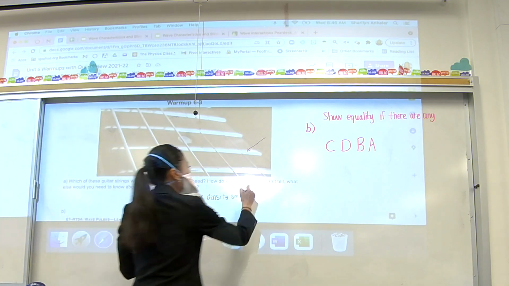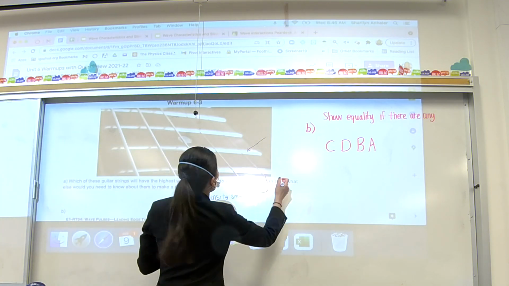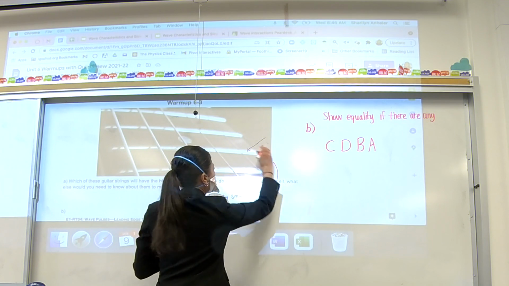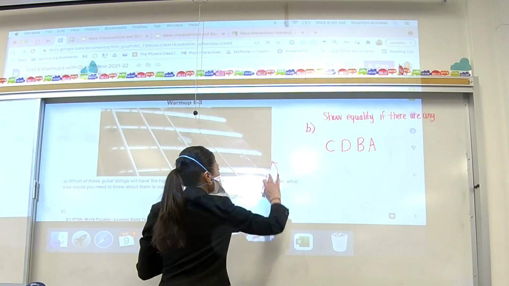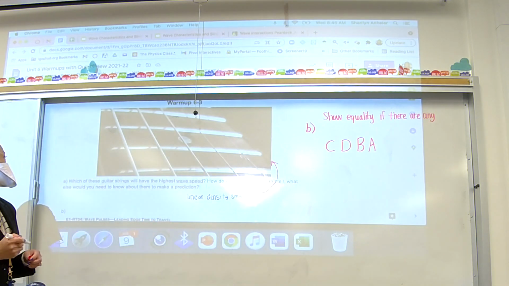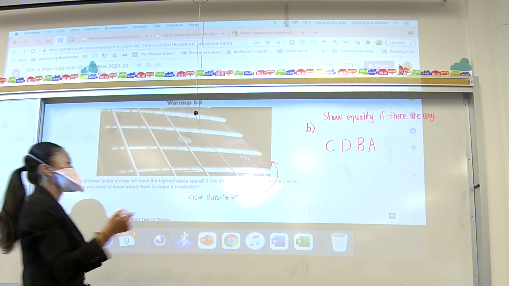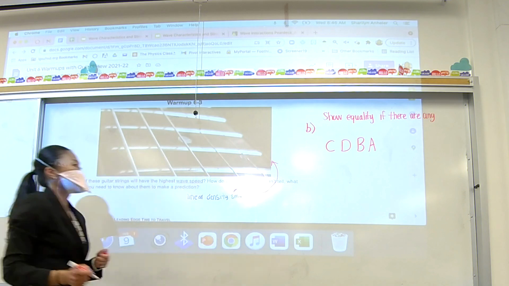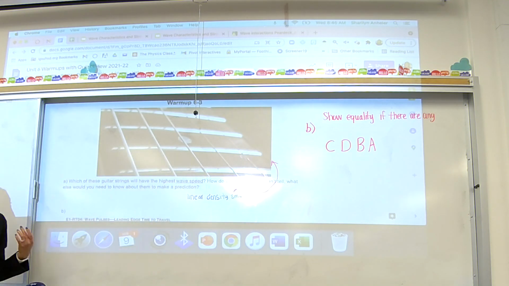So for sure, I think the smallest string is actually here. The smallest string is going to have the fastest wave speed. And then there is one thing that we can't tell from this image, but is there anything else that we would need to know to figure out if it has a higher wave speed?